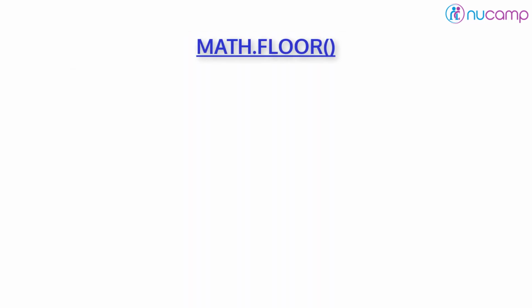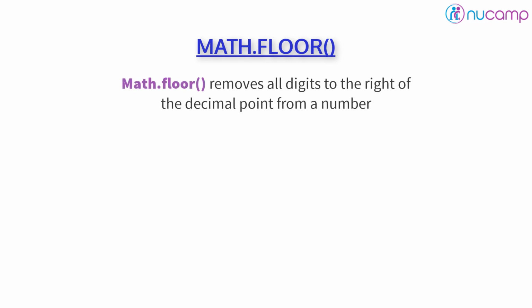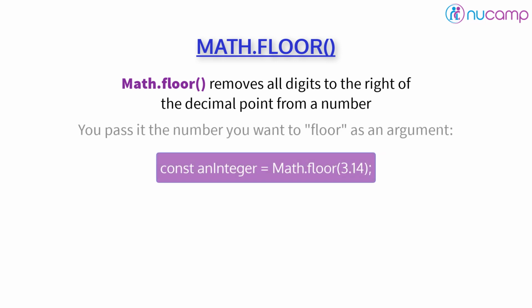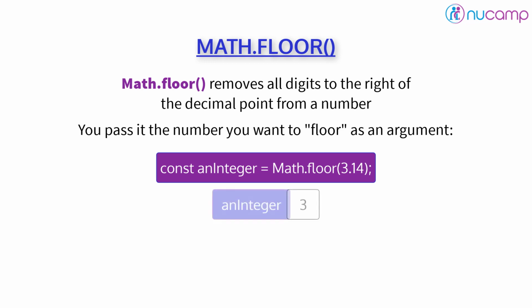What if you want a random integer with no decimals? The Math method of floor can help us with this. Floor is simple. It removes everything to the right of the decimal number. You pass it the number that you want to floor as an argument, and it will return just a number to the left of the decimal point.